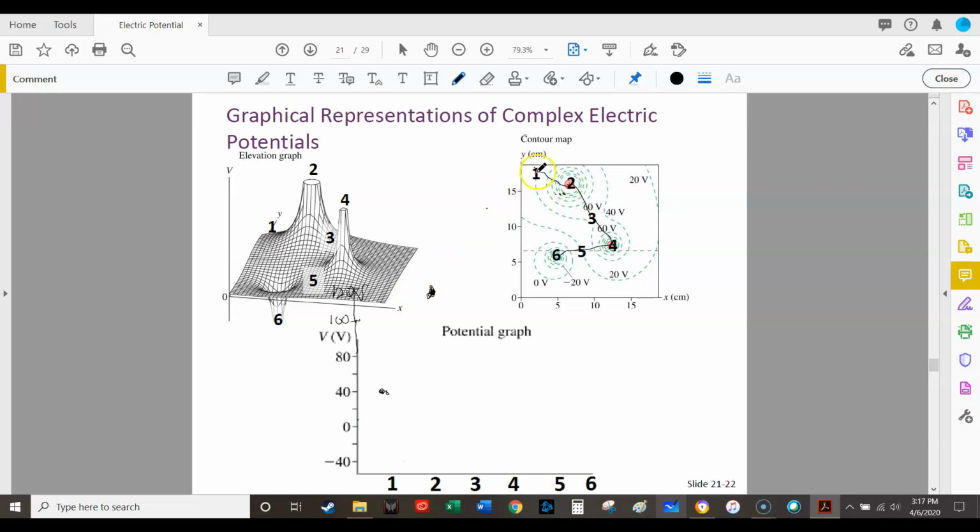Okay, so I've walked from 1 to 2, and since these voltage lines are not equally spaced, it's not going to be a straight line. It's going to be kind of a curve.